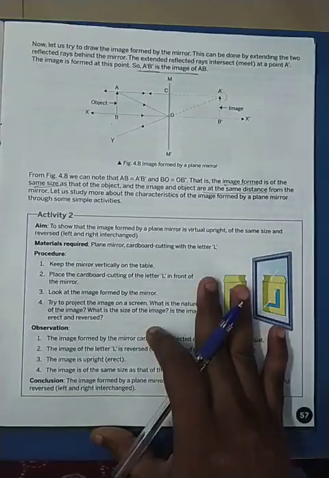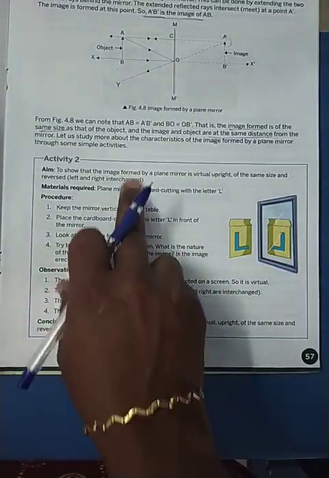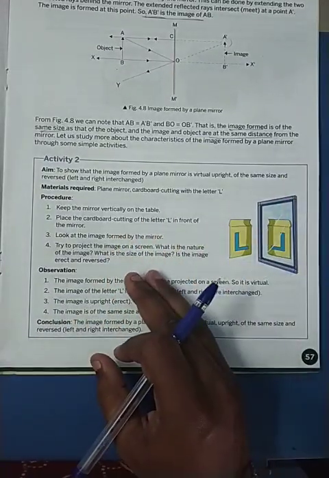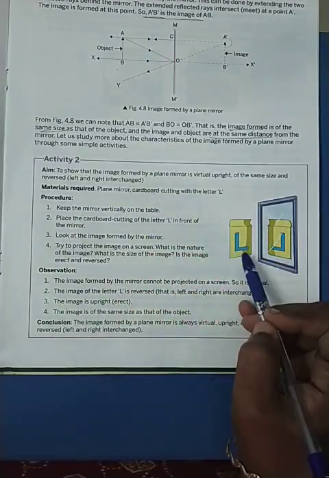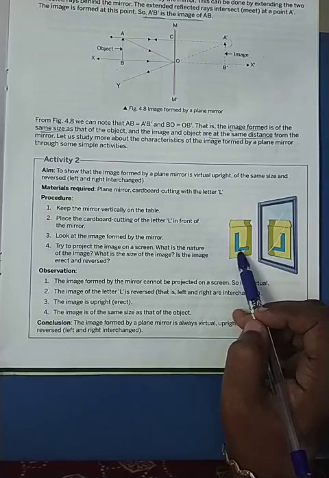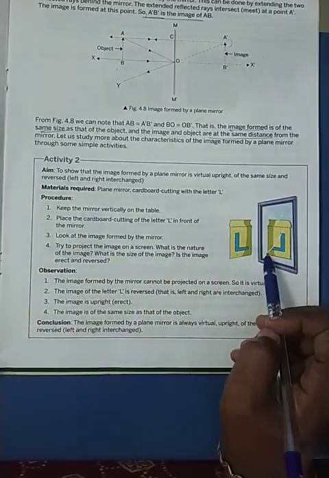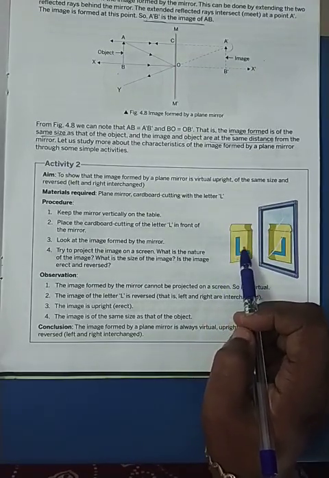Now we are going to do this activity. You can do this activity at your home itself, and you can see what are the things you understand. First, you take a mirror. Now you take a cardboard cutting with a letter L. It can be L or M. You can first take L, that will be very easy. Now keep the vertical mirror, keep the L. Now look at the image formed by the mirror.